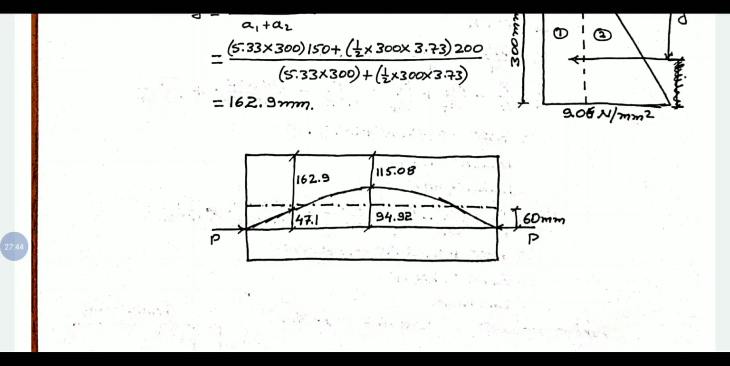Similarly, at midspan, 210 minus 115.08, we will get 94.92. Here 94.92 is the lever arm. By joining those points, we get the pressure line. This is another method of calculation of the pressure line.